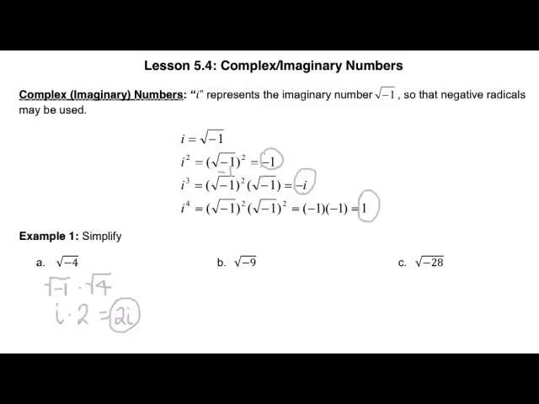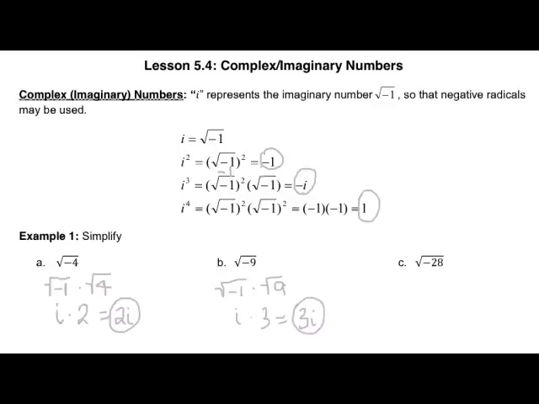Part B is the square root of -9. We can do the same thing, so write it as factors. So this is the square root of -1 times the square root of 9. We know that the square root of -1 is i. We know that the square root of 9 is 3, so this is 3i.